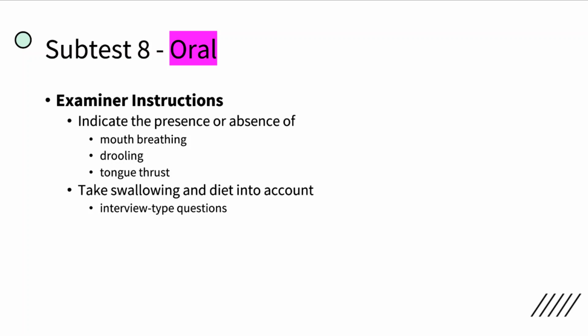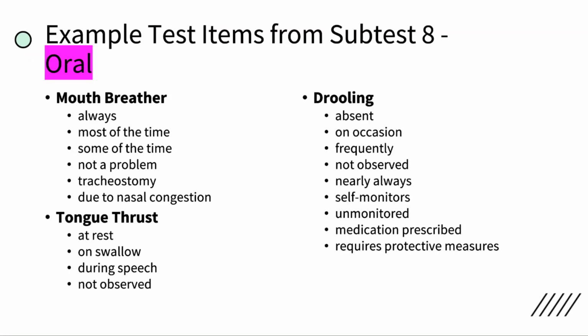Subtest 8 looks at the individual's oral status. The examiner is to indicate the presence or absence of mouth breathing, drooling, and tongue thrust. He or she should also take into account the individual's swallowing and diet by providing interview-type questions about these areas. Here is a list of options to choose from on the test items just described from Subtest 8.